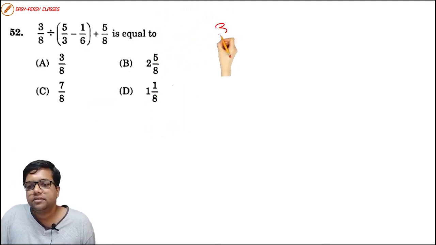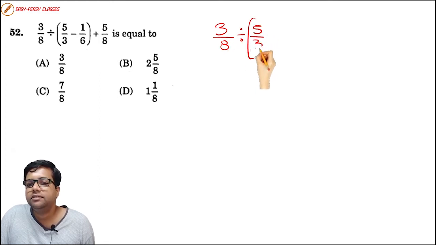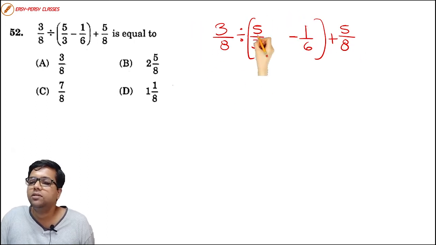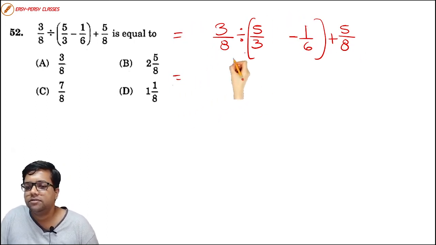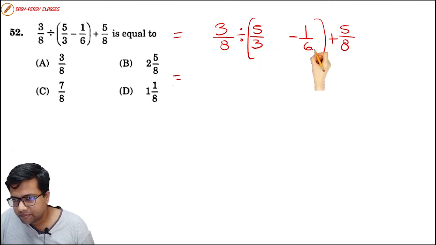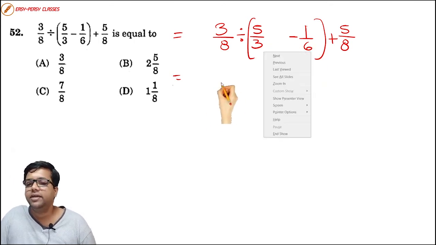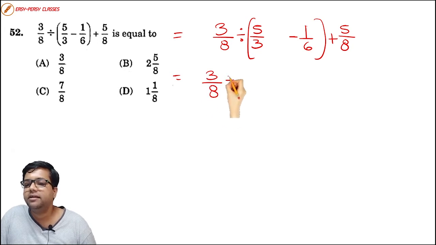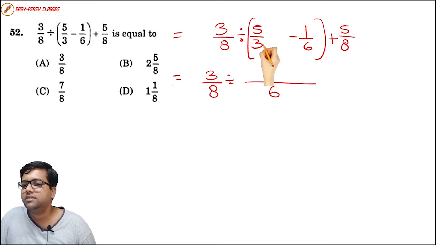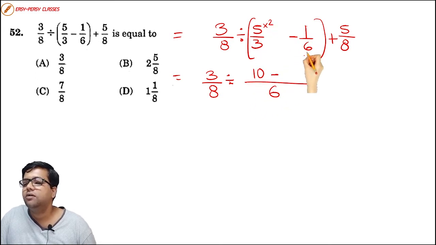52nd question. 3 divided by 8 divided by 5 by 3 minus 1 by 6 plus 5 by 8. What is this whole thing equal to? This is what is asked. So in the denominator 3 and 6 are given. Okay, you take the LCM. What will you get? 3 by 8 divided by 3 and 6, the LCM is 6. 3, how many is a 6? 3 2s are 6. So you multiply that particular number on the above as well, on the numerator as well. 5 2s are 10 minus 6 1s are 6.